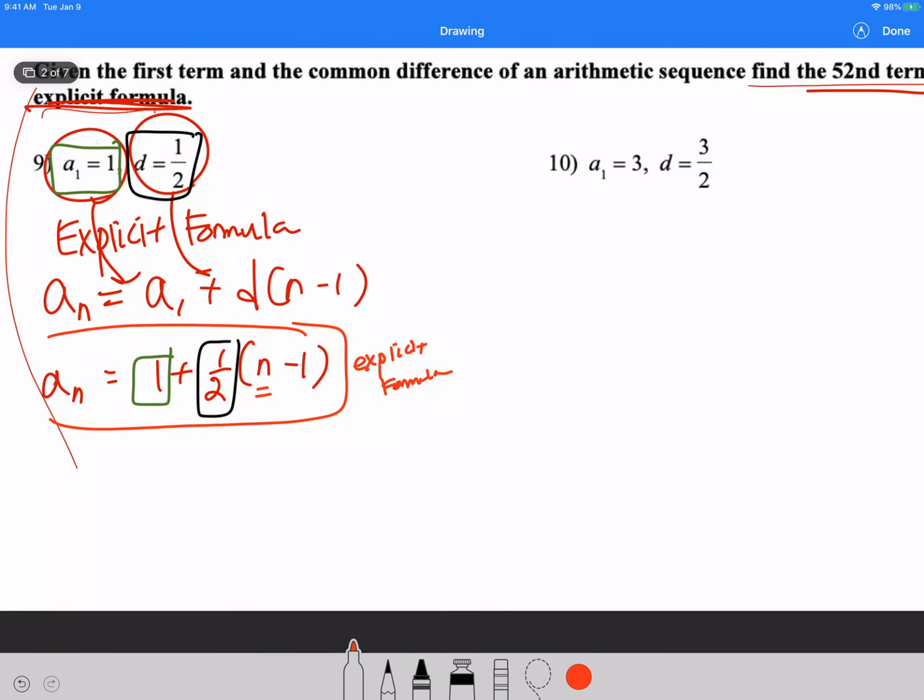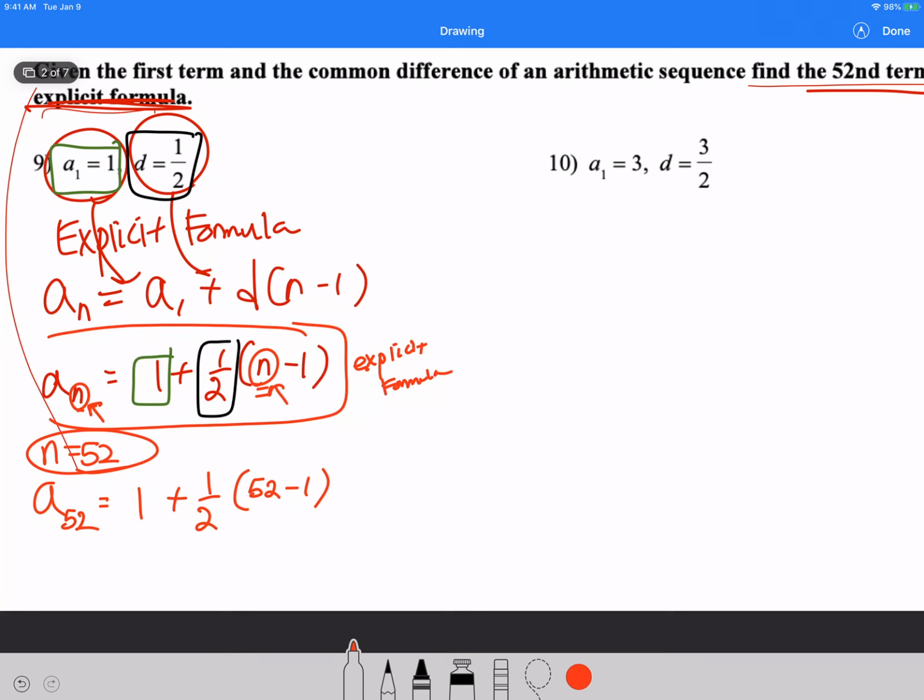So if I want to find out the 52nd term, what I need to do is plug in 52 for my n, because that is the term number that I want to find. So a sub 52 is equal to 1 plus 1/2 times 52 minus 1. All I'm going to do is simply substitute it in here and here.